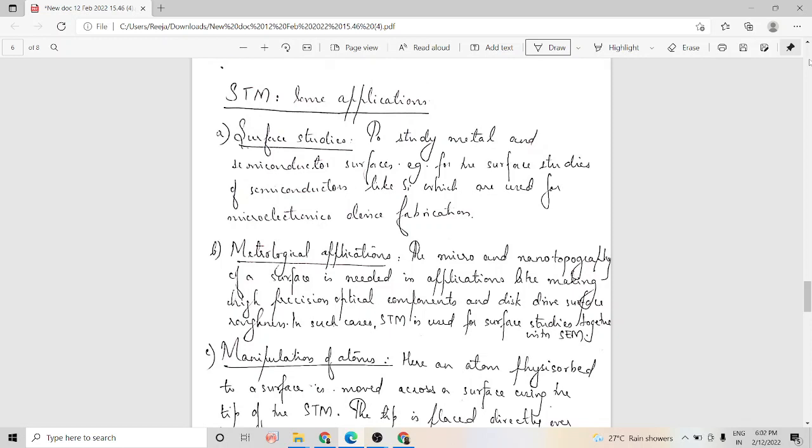Okay, so I hope this session, where we learned about the quantum mechanical tunneling mechanism in STM and some basic applications of STM, is clear to all of you. If you have any doubts, please do contact. Thank you.